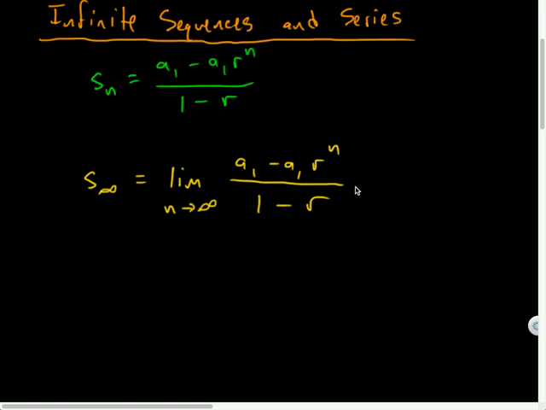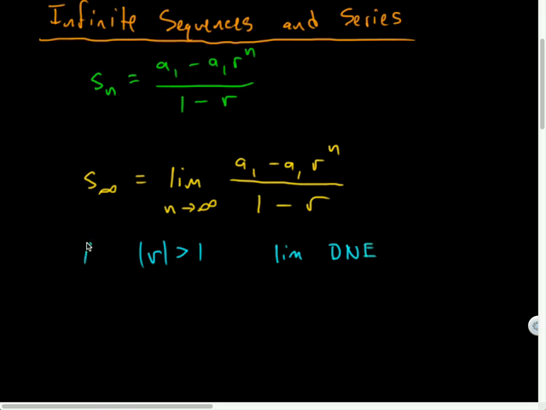And now there's two cases for us to consider. The first case: if the absolute value of r is greater than 1, then raising r to the n is going to get bigger and bigger and bigger, and this limit will not exist. All right, so the limit does not exist.